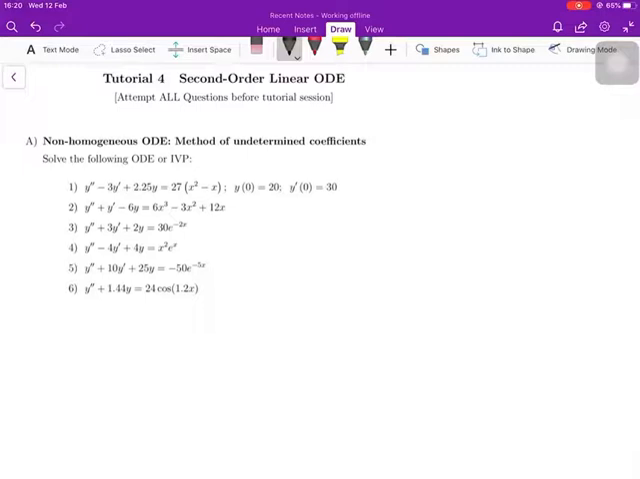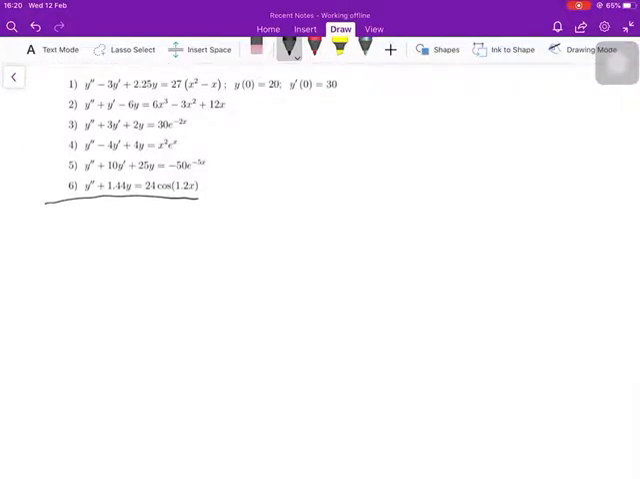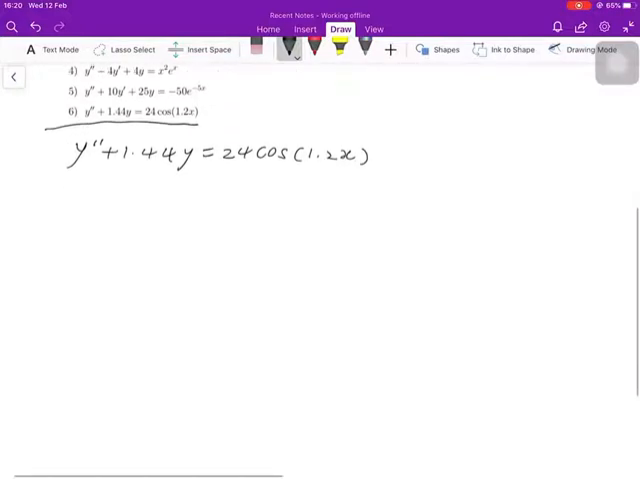Going to talk about question number 6. y'' + 1.44y = 24 cos 1.2x. So this is the forcing term, the cosine function.